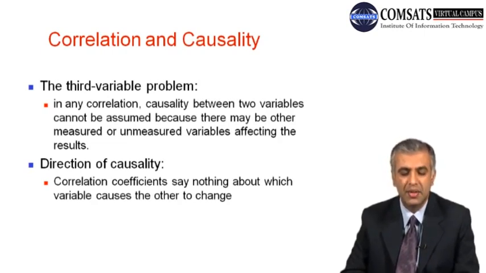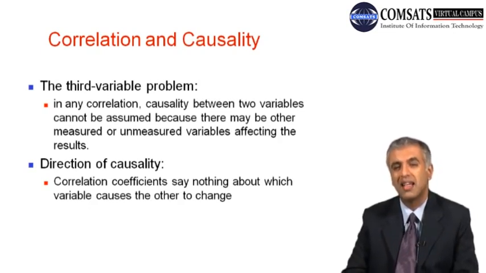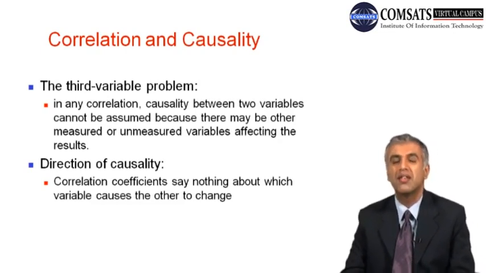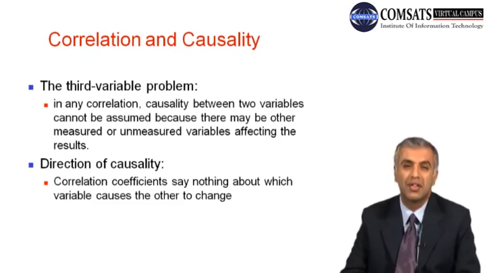The second related issue is causality, because correlation will not tell us anything about which variable is causing the other. It can be that the first variable is causing the second variable, or it may be the opposite, that the second variable is causing the first variable.